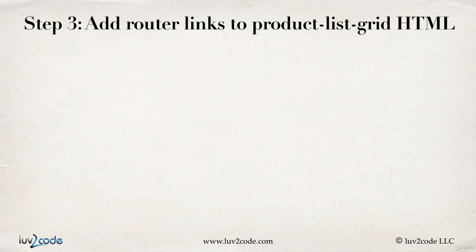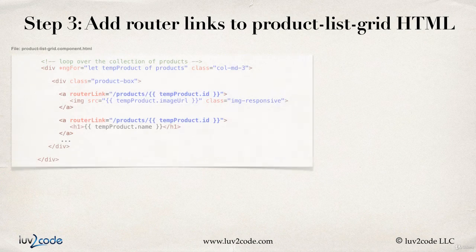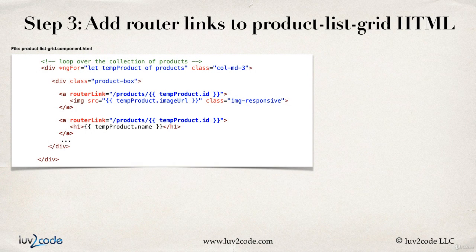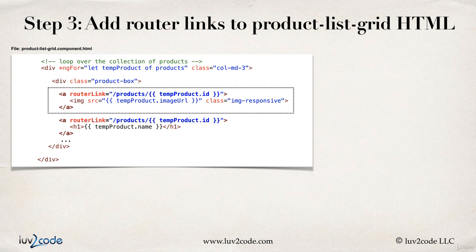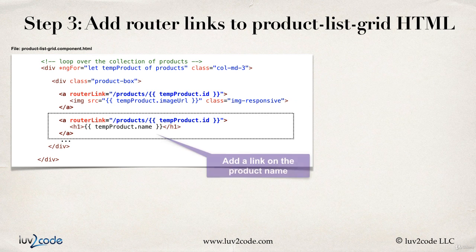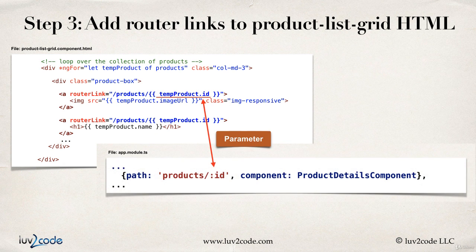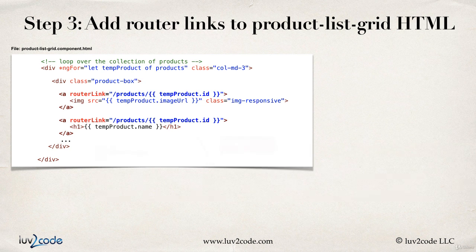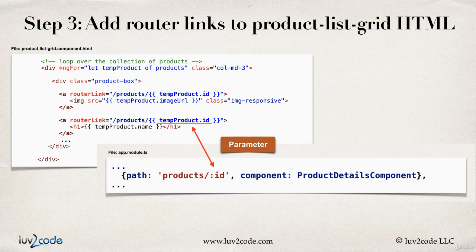All right, so a bit more here on this step three, the actual coding. So in product-list-grid.component.html, in our section of looping over the collection of products, we're going to add a link on the product image using our anchor router link. And then we'll do a similar thing here for adding a link on the product name. And so notice here, we're actually passing over the parameter value here. So we pass over the tempProduct.id for the image and also tempProduct.id for the given name.